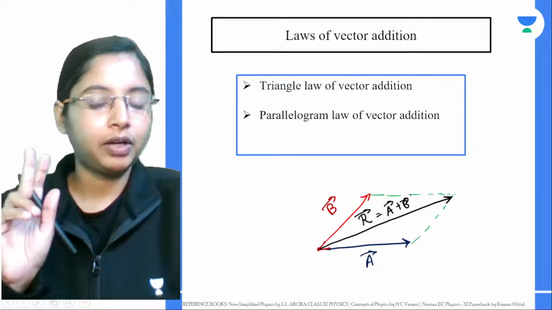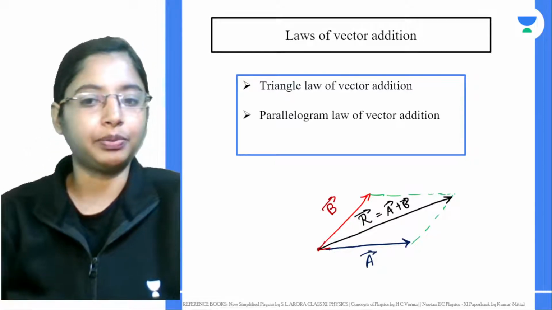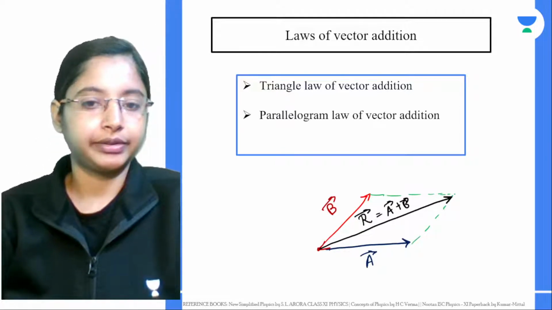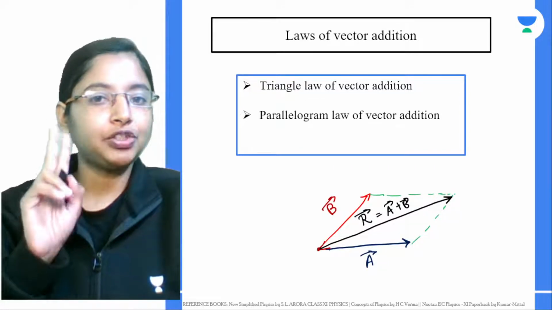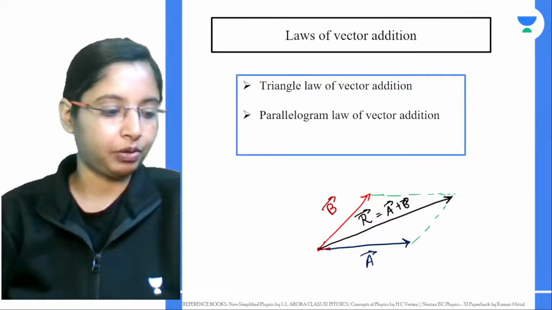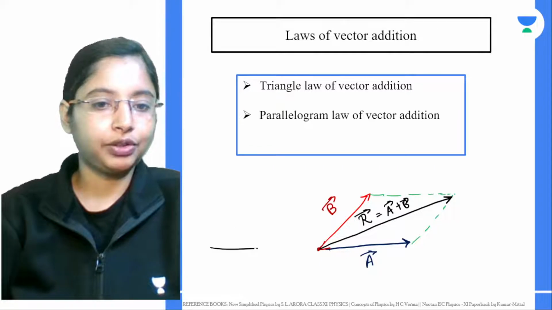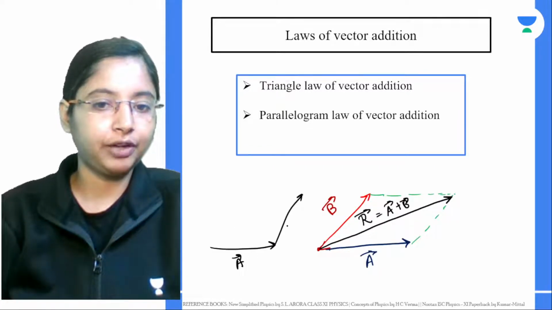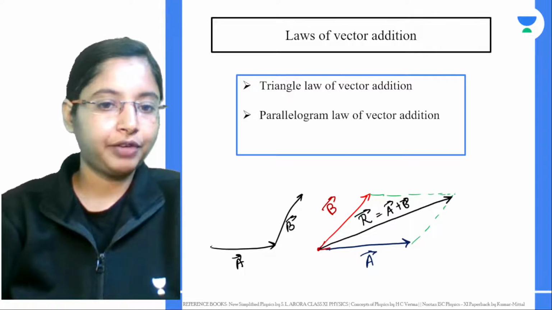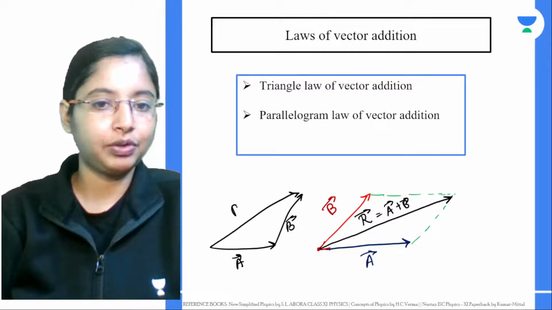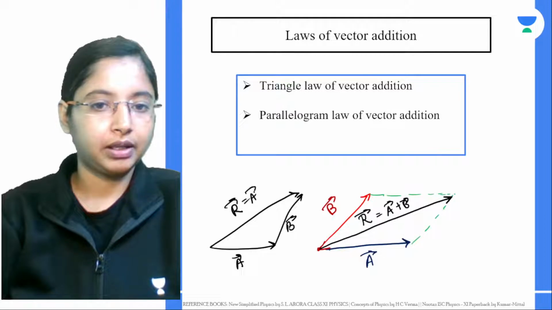Again, using the parallelogram law of vectors, you can add only up to two vectors. So this is the difference between the triangular law of vectors and the parallelogram law of vectors. In the triangular law, A vector was in this direction, B vector started from the head of A vector, right? And from the initial point to the final point gave you the resultant R, right?